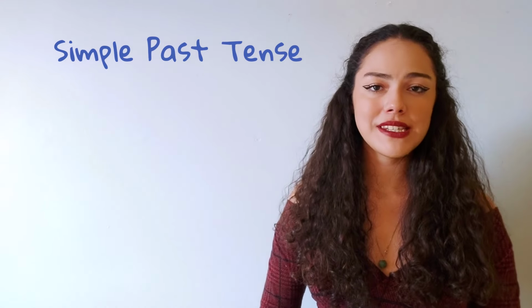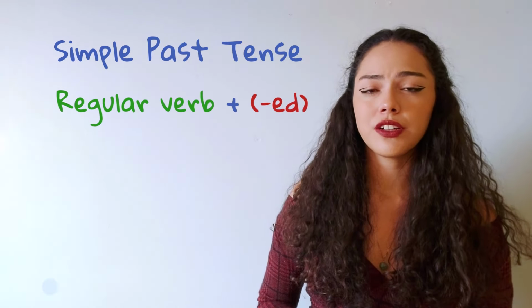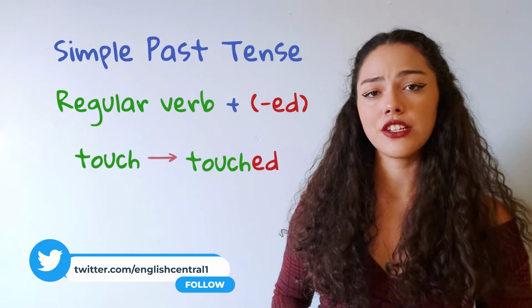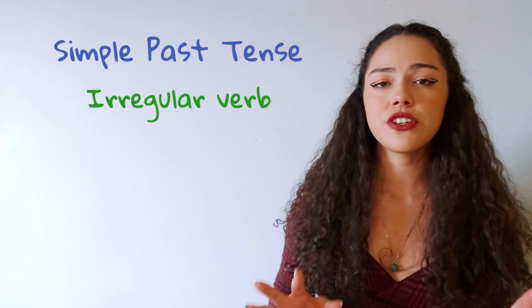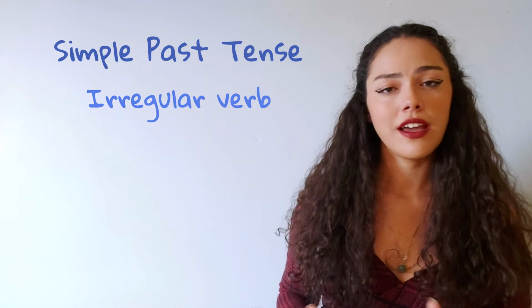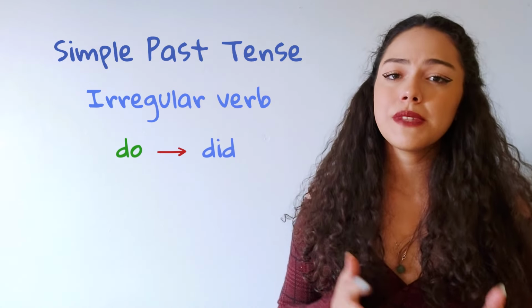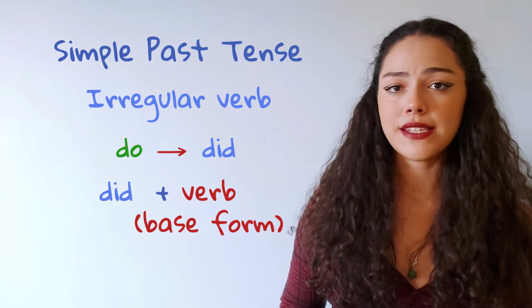Before we end this video, let's remember what we learned. In the simple past tense, when we form a sentence, the verb is affected. If the verb is regular, it just takes ed. As an example, touch, touched. If the verb is irregular, it changes its whole look. As an example, see, saw. Do becomes did, and the verb following did stays in its base form.